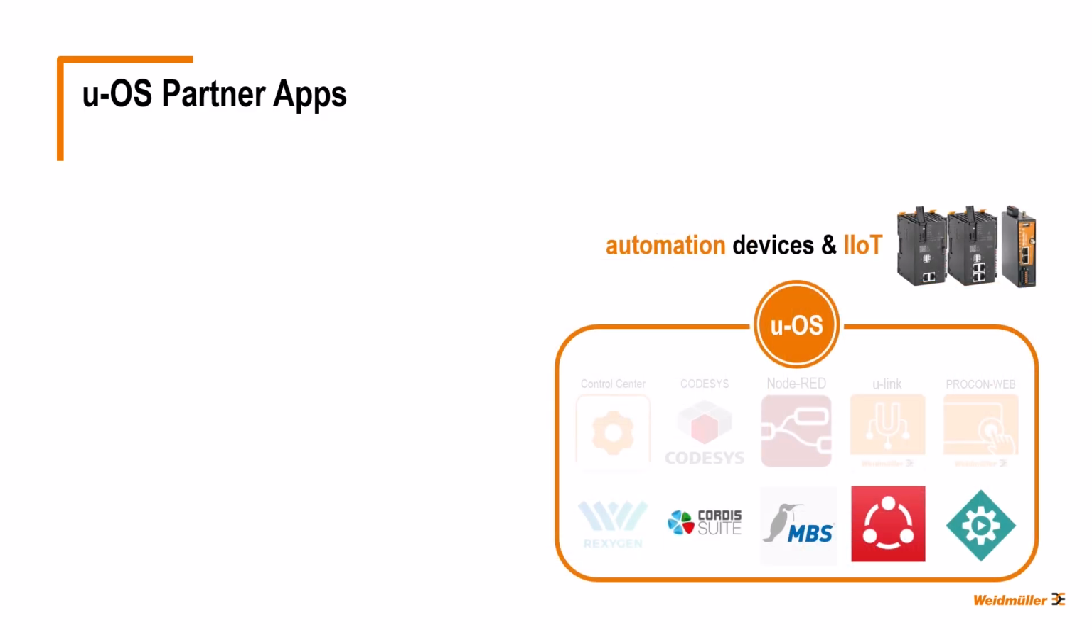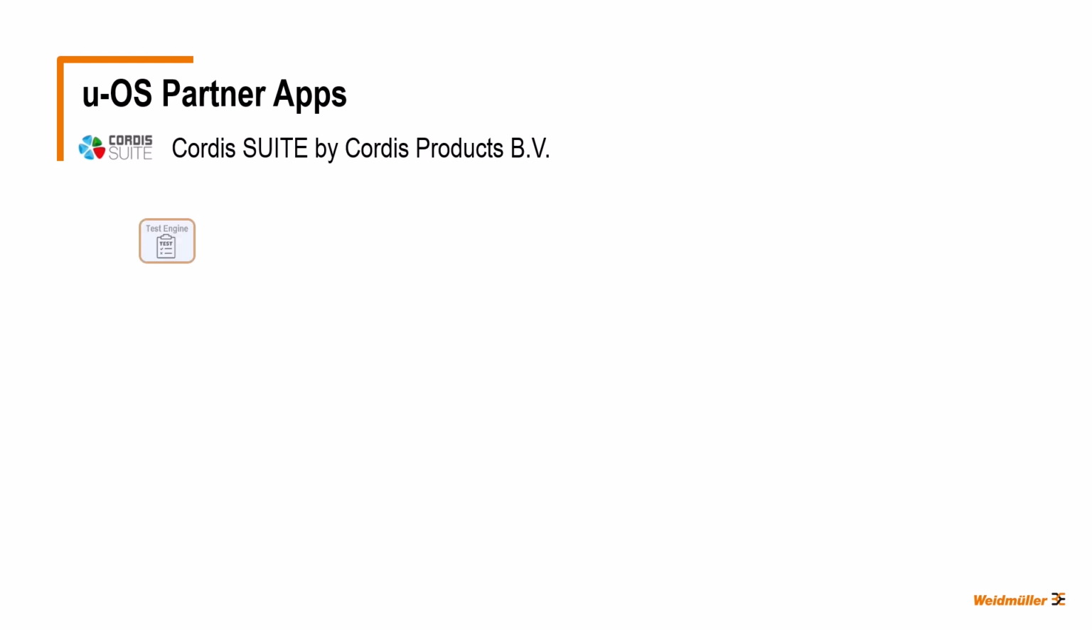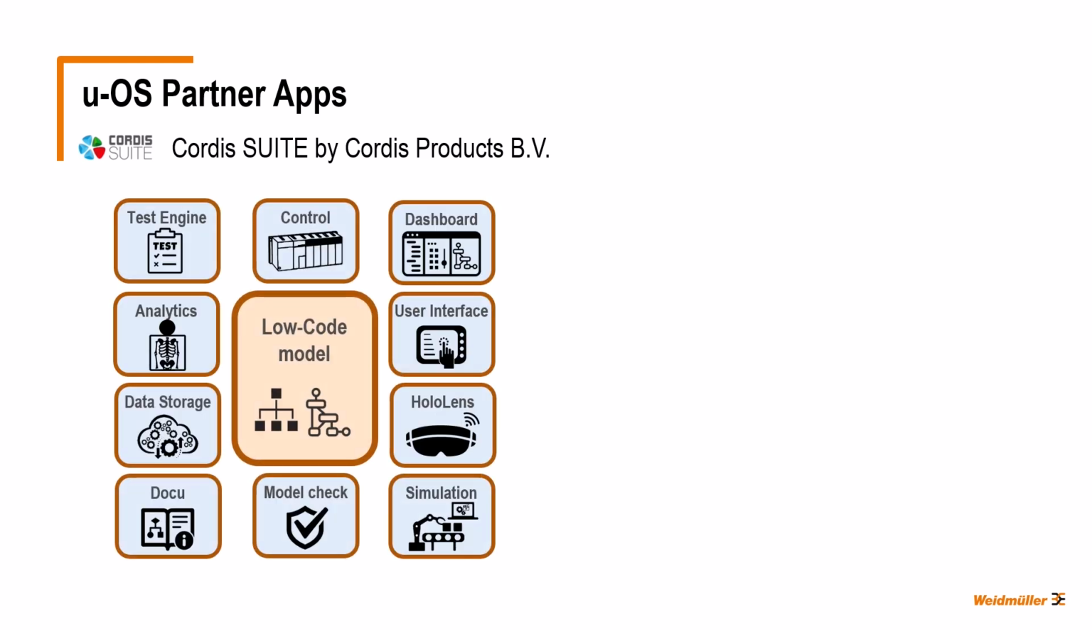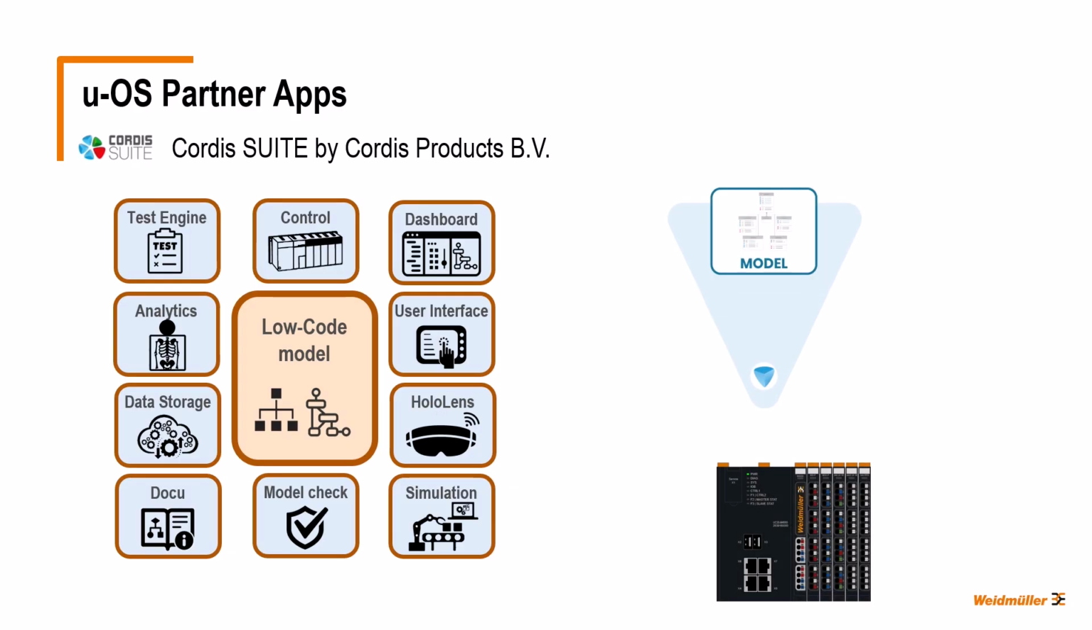The next partner app I'd like to present is the Cordis Suite. The Cordis Suite offers a complete low-code software development platform, based on graphic model-driven software engineering, for machine control applications. Instead of writing program code, a graphical unified modeling language and state diagrams are used to describe the behavior of a machine or system, enabling engineers from non-software fields to actively contribute to the detailed development of software. The code is then generated from the design model, so unlike traditional development, your code matches the design.